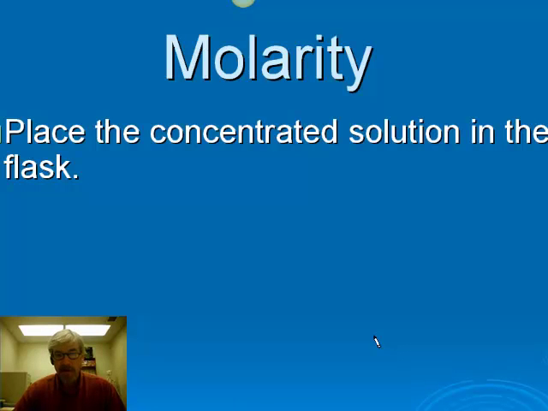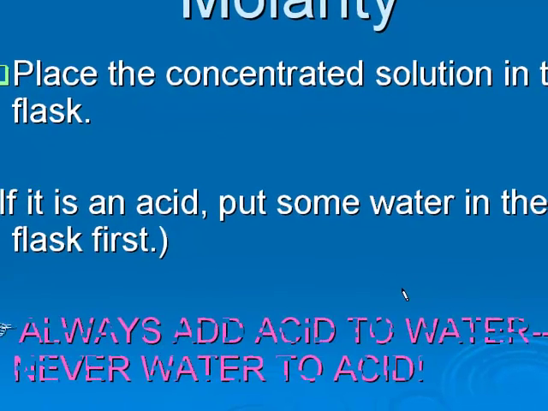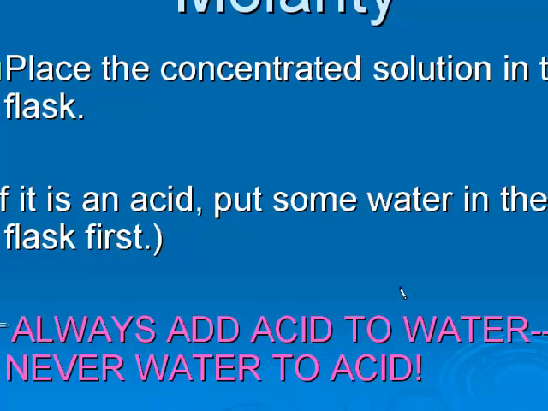There's going to be a violent reaction that happens between the acid and the water as the water begins to pull the acid molecules apart and spread them further in the water. I want that violent reaction to happen in the bottom of the flask, not at the top where it can splash out and burn me or just change the concentration of my solution. So I'm going to put a little bit of water in there first. If it's an acid, put some water in the flask first to avoid this. Always add acid to water, never add water to a concentrated acid.